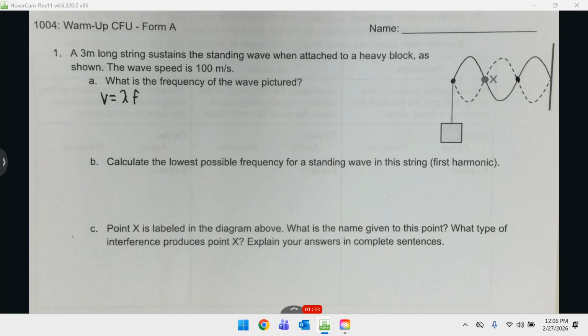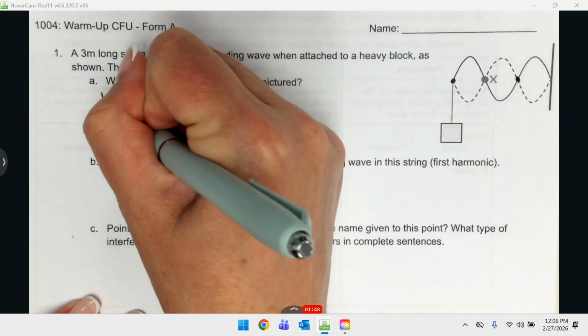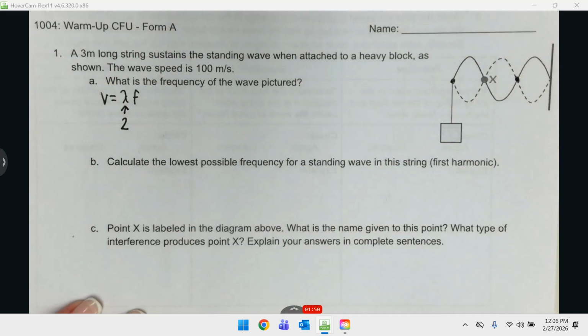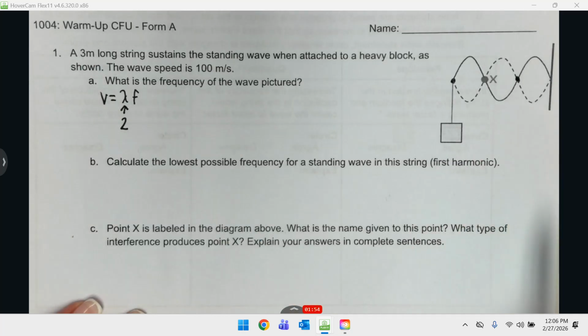If 1.5 waves is 3 meters long, how long is 1 wave? All you have to do is 3 divided by 1.5, which of course is going to be 2 meters. And so the wavelength that you're going to substitute into this equation will be 2 meters, not 3, because this again is not the wavelength, it's the total length. So you do need to figure out how long 1 wave is. I know 3 meters is 1.5 waves. So again, that's just a quick division step.